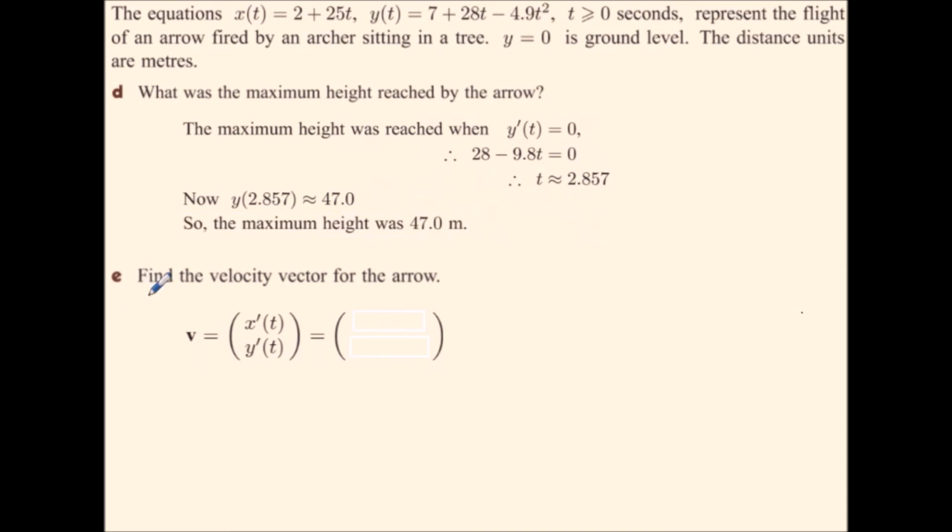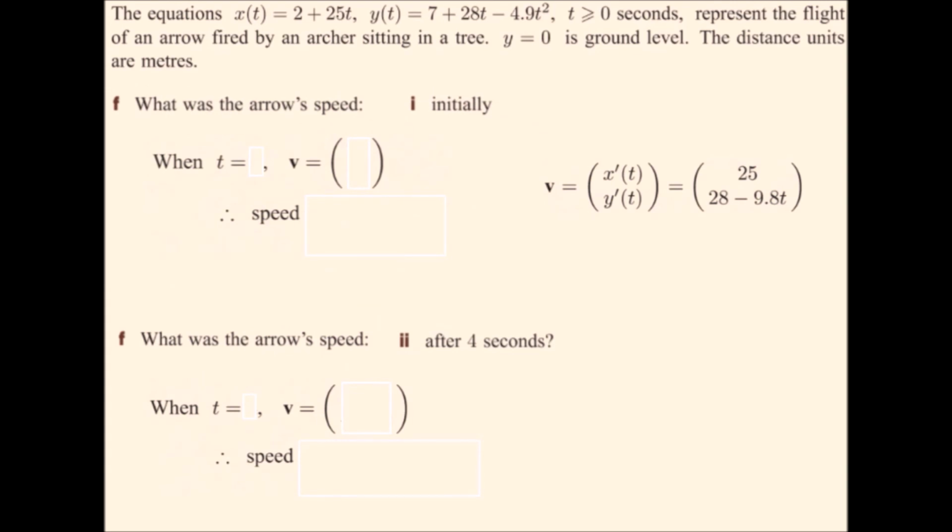Right, part E, finding the velocity vector for the arrow. So once again, x dash and y dash for the x and y components. So x dash will be 25 and y dash will be 28 take 9.8t. And once again, the speed of the arrow will change because this value will be different each time we change the value of t, whereas that value of x remains constant.